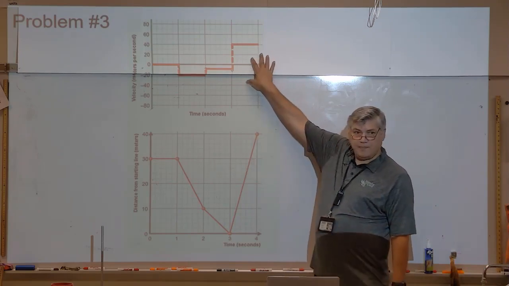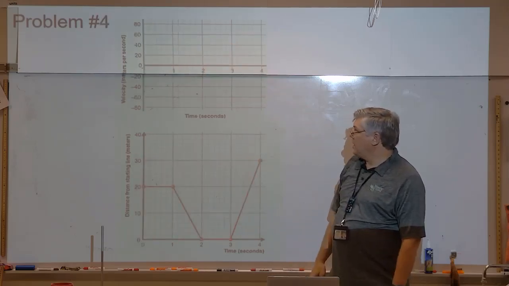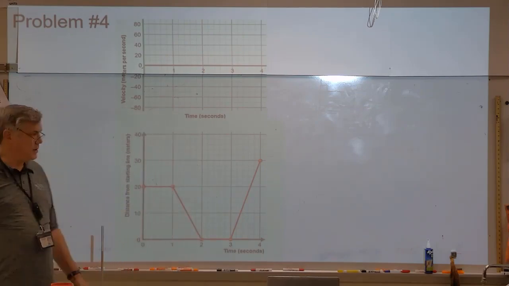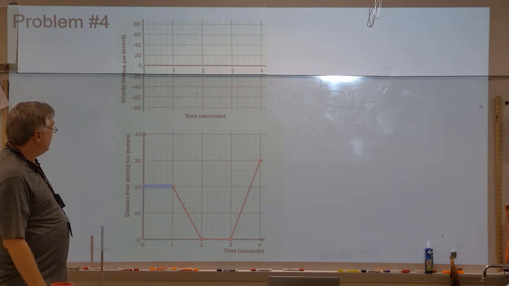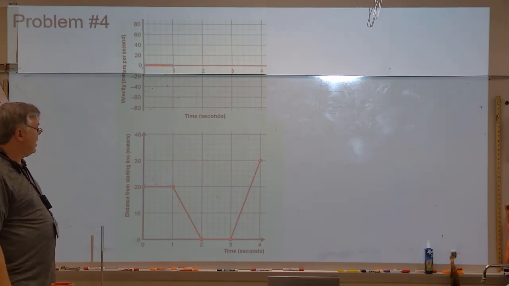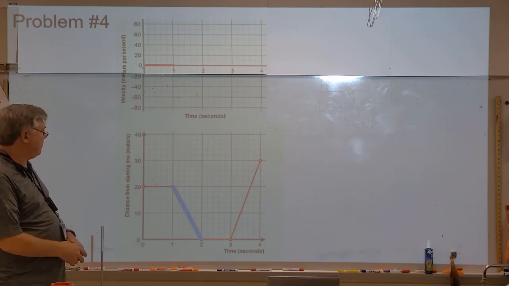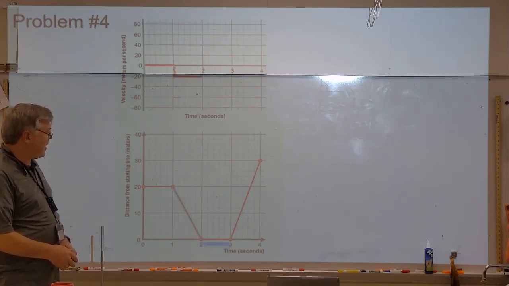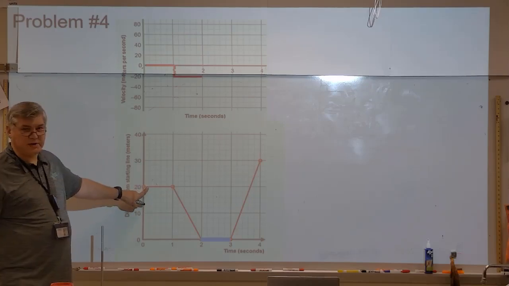Everybody have this one? Okay. Last one here. We start off doing what? Standing still or not moving. So we got a 0 right there. Next, are we moving forward or backwards? Backwards, right. So negative. What about this one down here? But this is standing still.